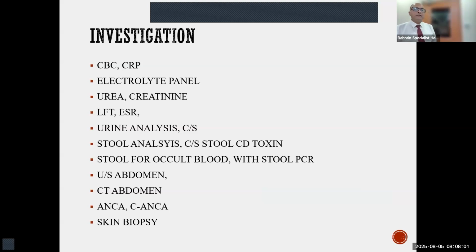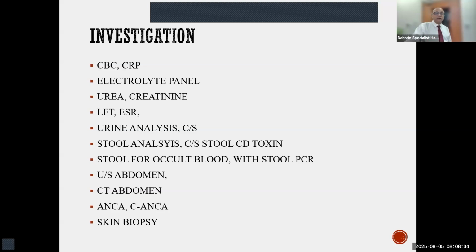So initial basic investigations were done, CBC and CRP. CBC was normal. White blood cells were normal, but the differential showed neutrophilic predominance. CRP was high, 35. On the electrolyte panel, there was mild dehydration. The rest of the electrolytes were normal. Urea and creatinine were normal. ESR was 9. LFT was normal. Urine analysis showed ketones positive 50, but WBC only 2 to 4. No red blood cells in the urine. Stool analysis showed occult blood positive.